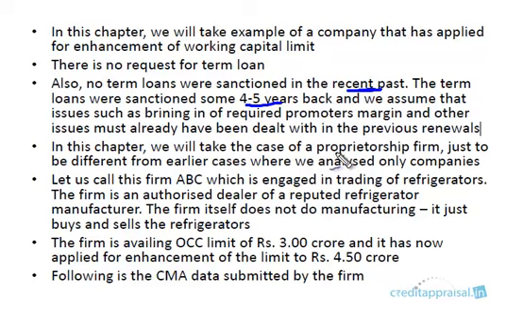So this is a proprietorship firm, firm ABC, and this is engaged in the trading of refrigerators, only trading, right? This firm is an authorized trader of a reputed refrigerator manufacturer, and there is no manufacturing, it's only trading. Okay, so the firm is presently availing an OCC limit of 3 crores, and now it's applied for enhancement to 4.5 crores, right? And this is the CMA data submitted by the company.